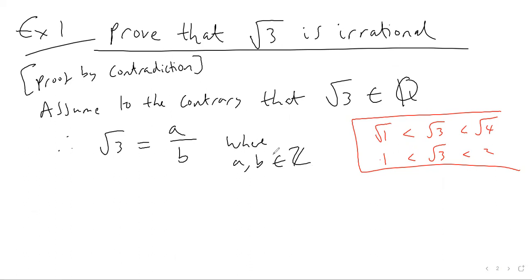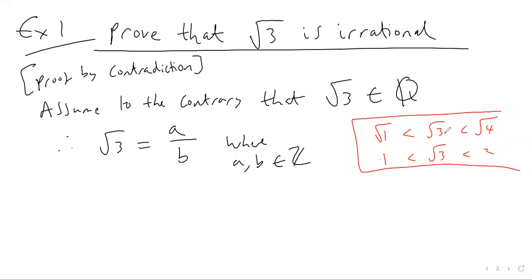So this Z notation, remember that means integers. So A and B are integers. B obviously cannot be equal to 0, because you can't have a number divided by 0, because that's undefined. So B is not equal to 0.